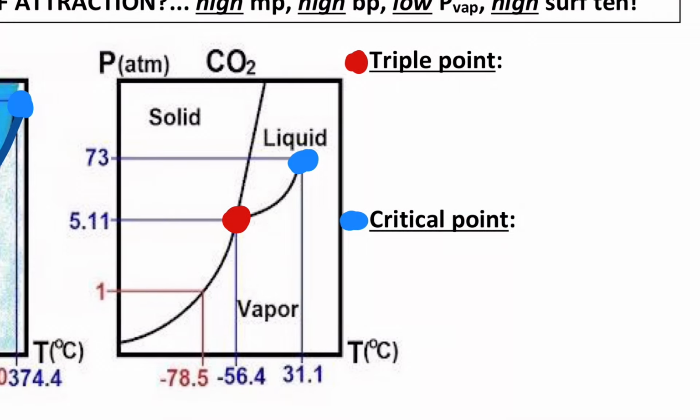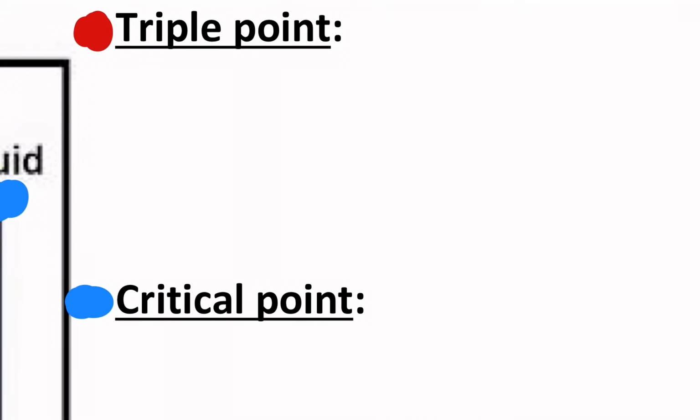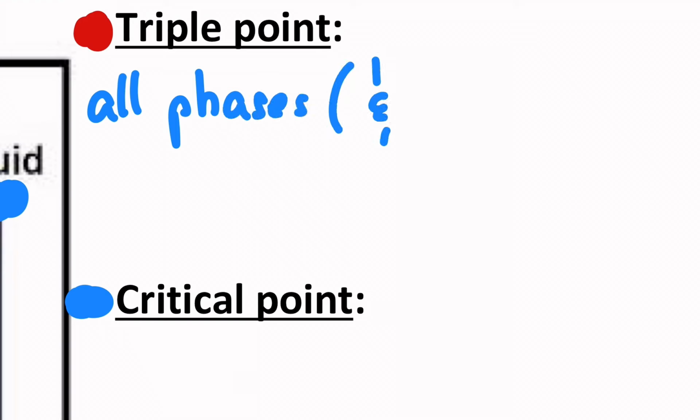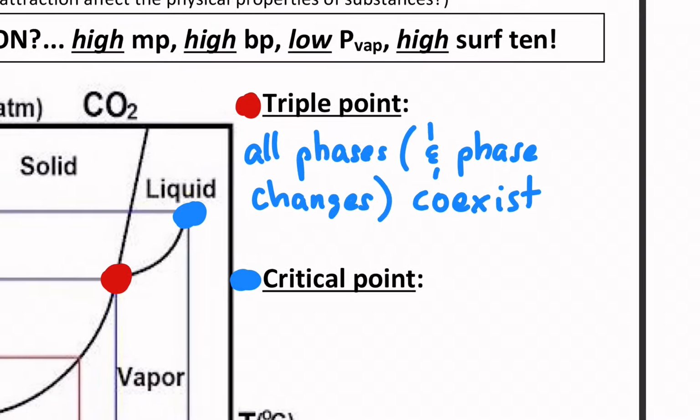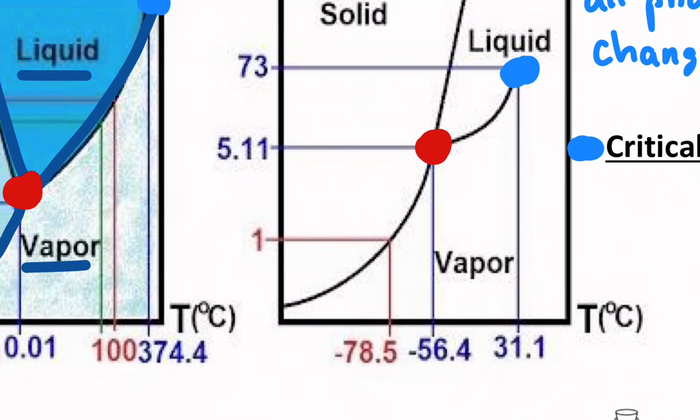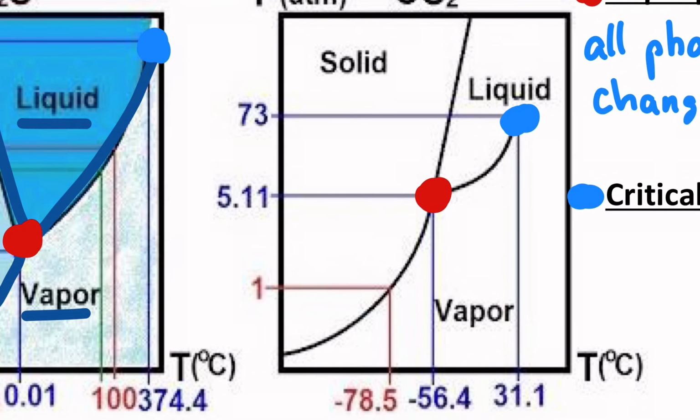So let me define both of those, and then I'll even show you an animation of one of those. The triple point is where all phases, and I'm going to say end phase changes, coexist. It is a very specific temperature and pressure for a given substance where you get solid, liquid, and gas all at the same time, but more importantly, where all the phase changes are happening at the same time. Normally you only have the equilibrium of either direction of one phase change happening.